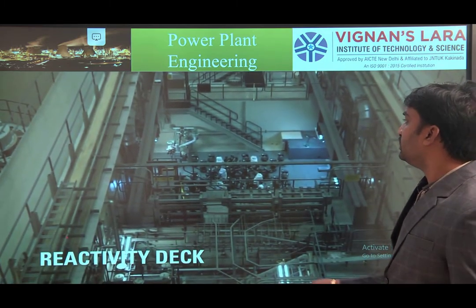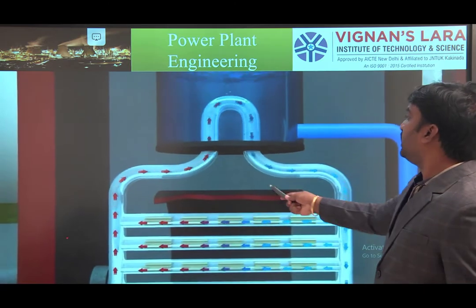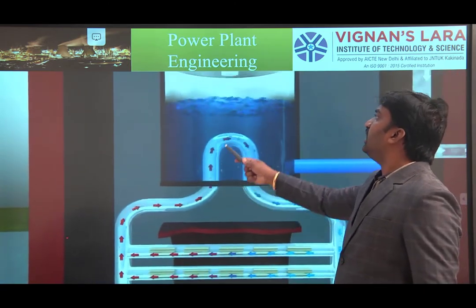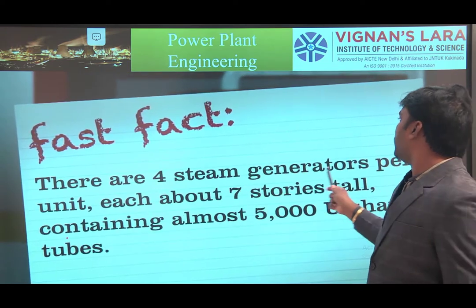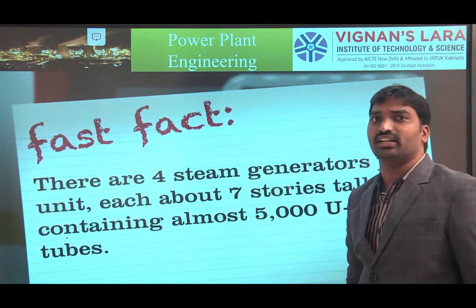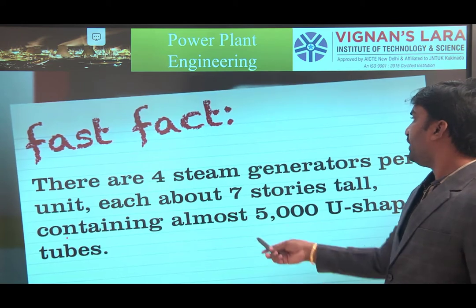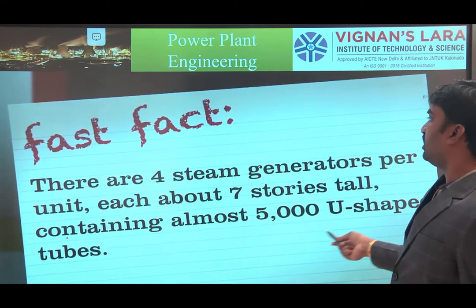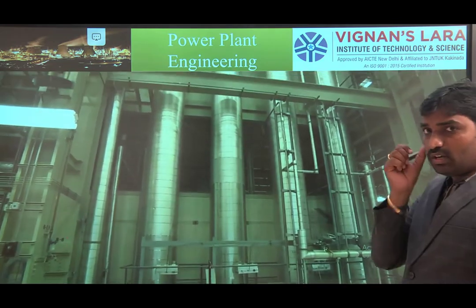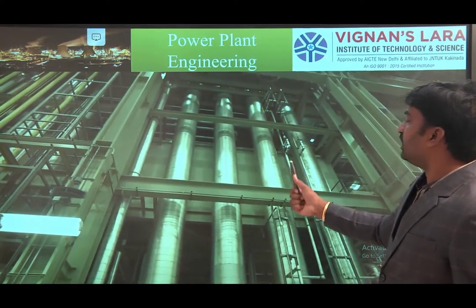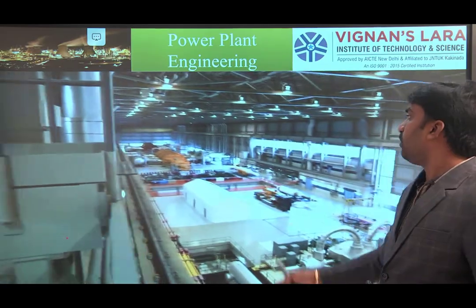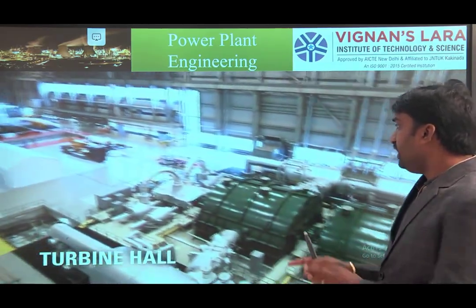Okay, so this is the reactivity desk. Here the reactions take place and the water is converted into steam. There are 4 steam generators per each unit. The 4 generators are about 7 stories tall. So these are the tall generator containers, boiler and all.